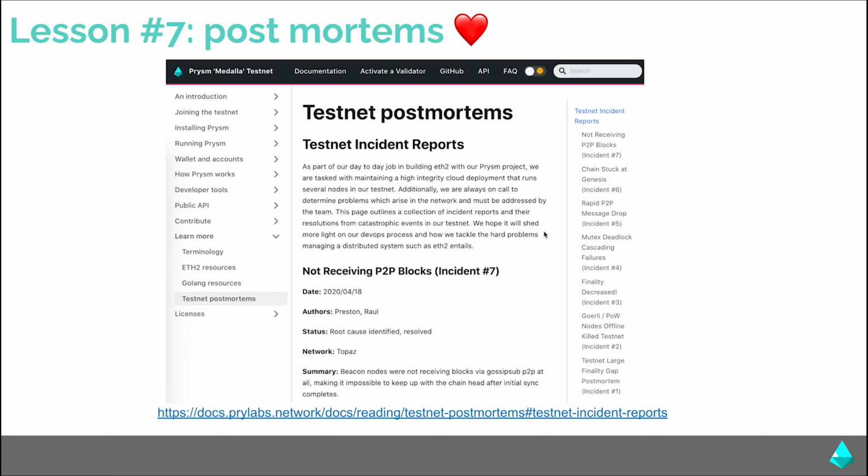And in lesson 7, in Prysmatic Labs, we love postmortems. Whenever there's a drastic issue, we are always on top to write the postmortem report. This is just a good practice to have, and the report documents recovery steps. It documents the root cause. It documents all the timeline as well. So it's nice to have something to refer to. And if you're interested, feel free to take a look.